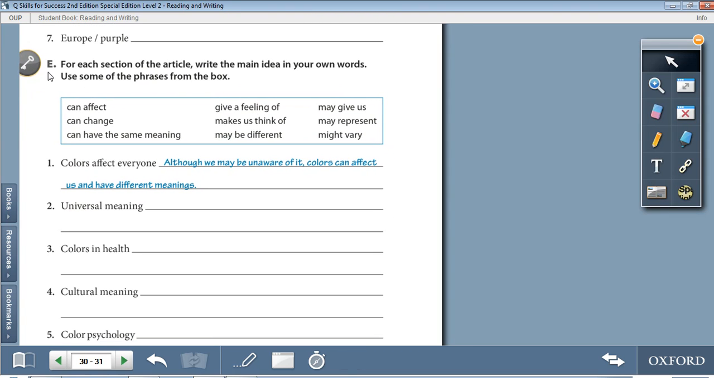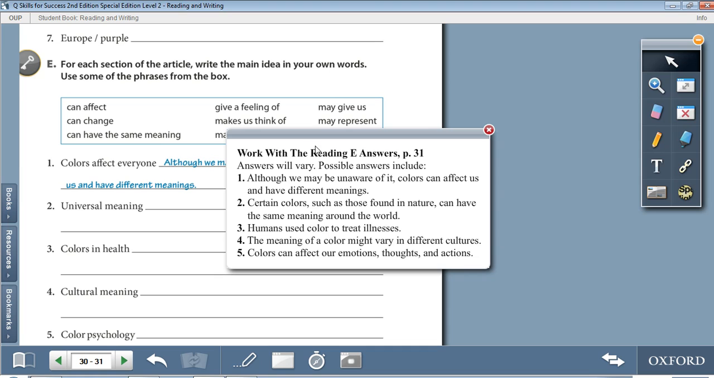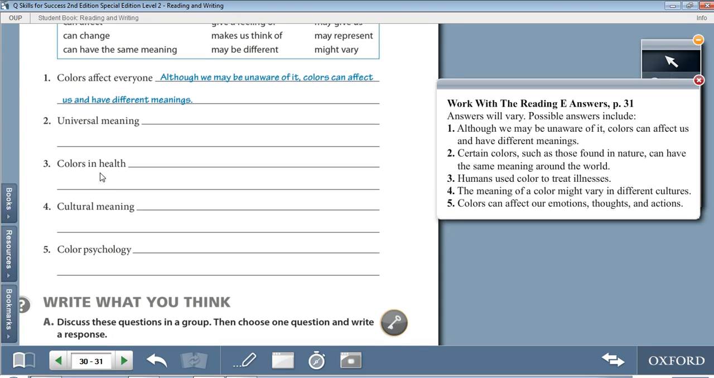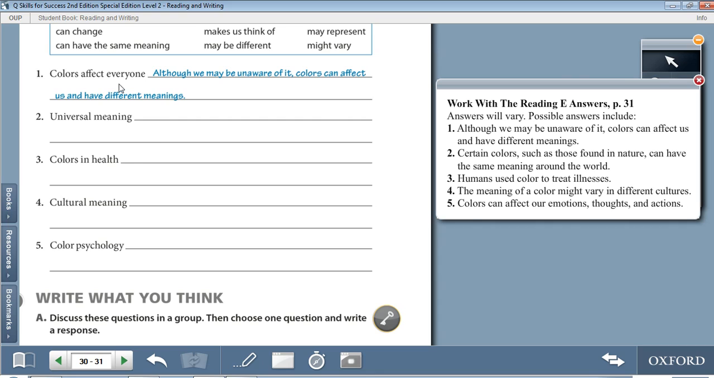Moving on to activity E. For each section of the article, write the main idea in your own words. Use some of the phrases from the box. Number 1. Colors affect everyone. Although we may be unaware of it, colors can affect us and have different meanings. 2. Universal meaning. Certain colors, such as those found in nature, can have the same meaning around the world.